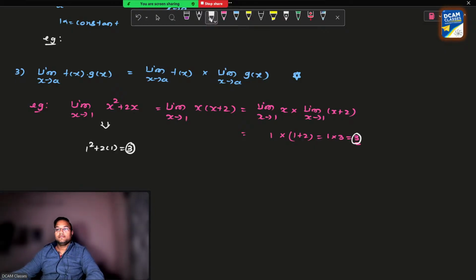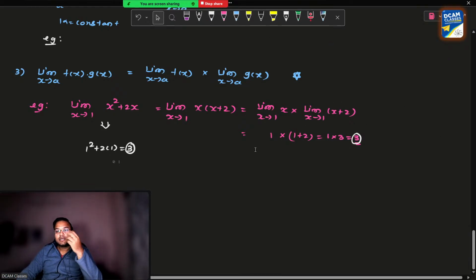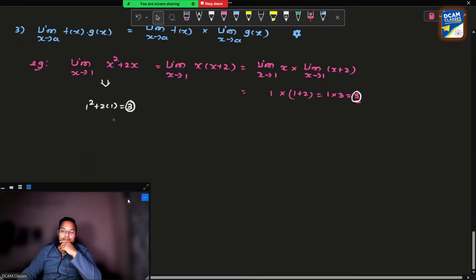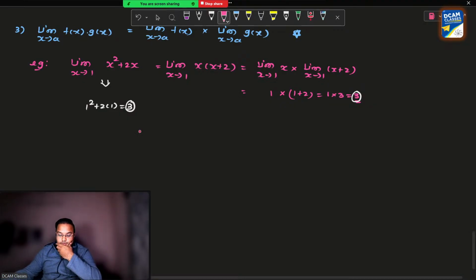Yes, sir. But this third property that I've told you actually helps in complex situations in which it's not easy to just put the value and you're not getting the answer, because I'll introduce you to another term, which is indeterminate forms. In that case, applying the limit individually helps. Okay, understood now?